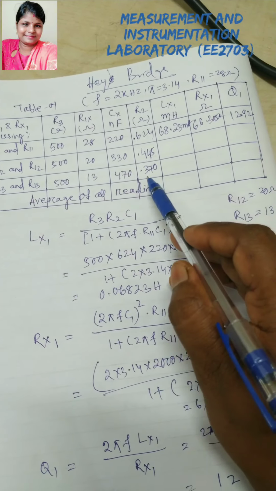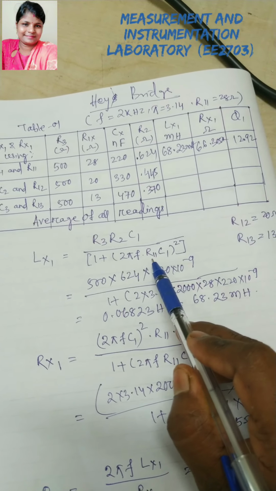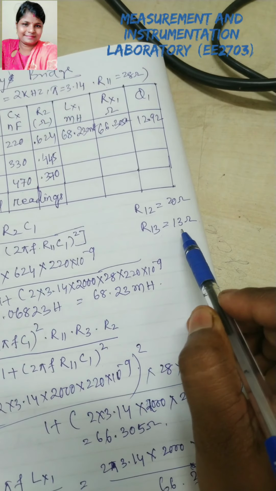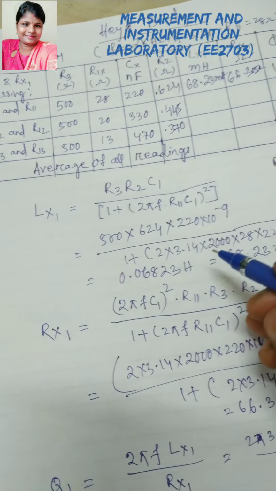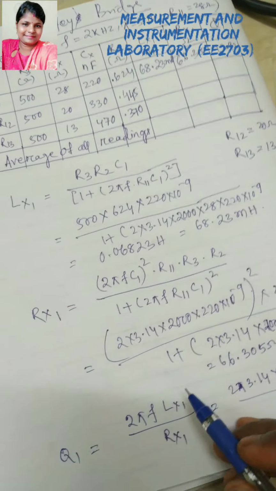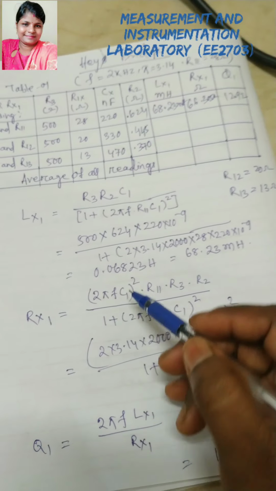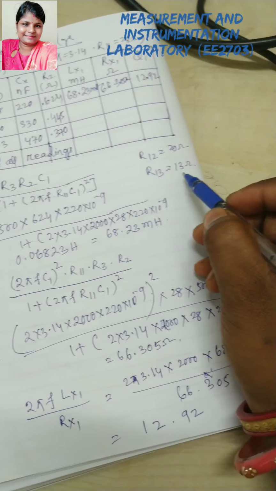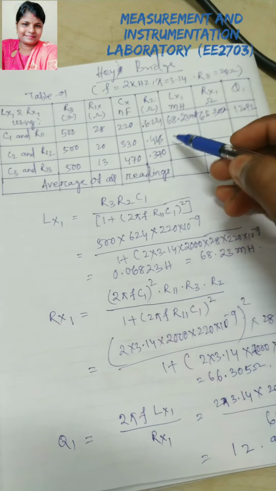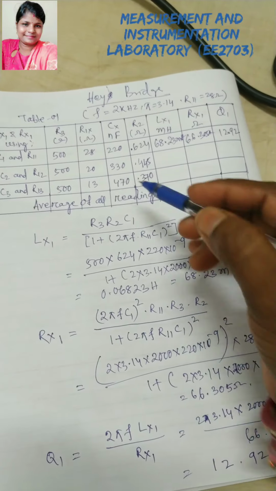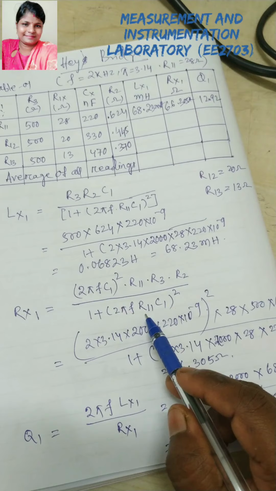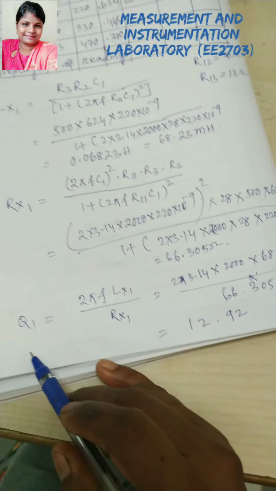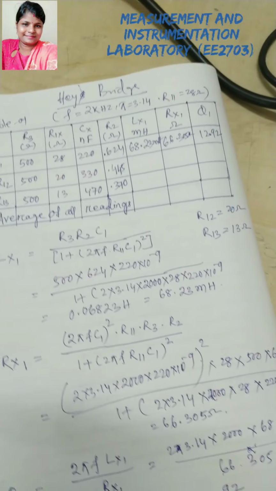Here the R2 value is 370 ohm, and R11 here keep R13, and the R13 value is 13 ohm, that is fixed, and do the calculation. And here Rx2 same, C1 is 220 nanofarad, and R13 is 13 ohm fixed, and R2 is given 370 ohm, and R3 already given 500 ohm, and likewise you can do the calculation, then find out the value of Q here.